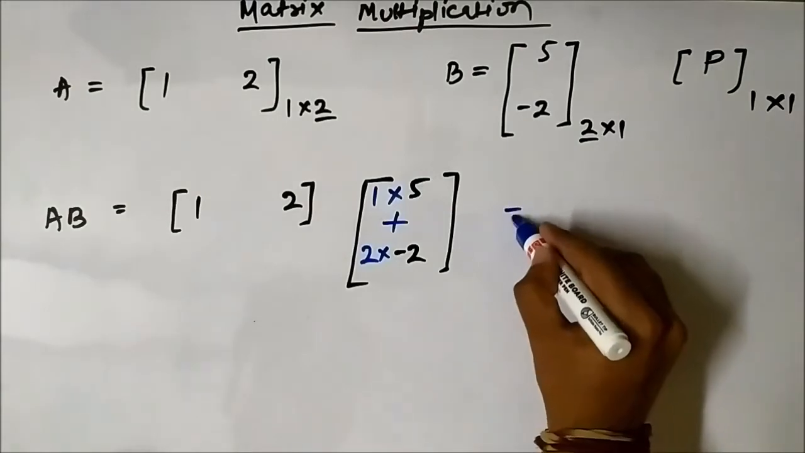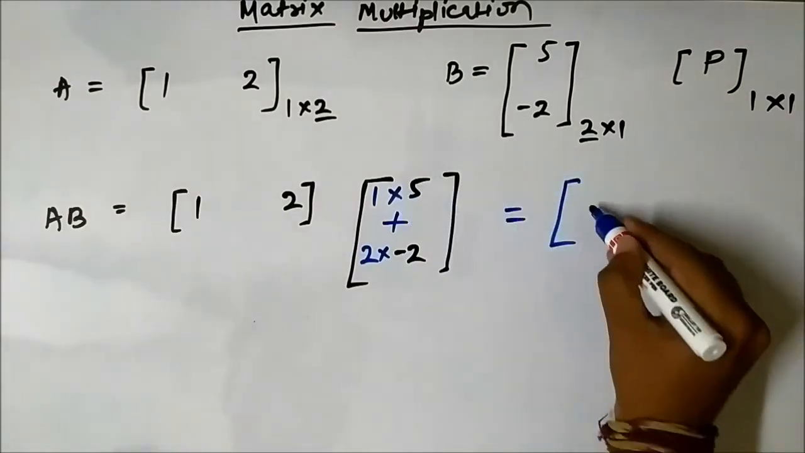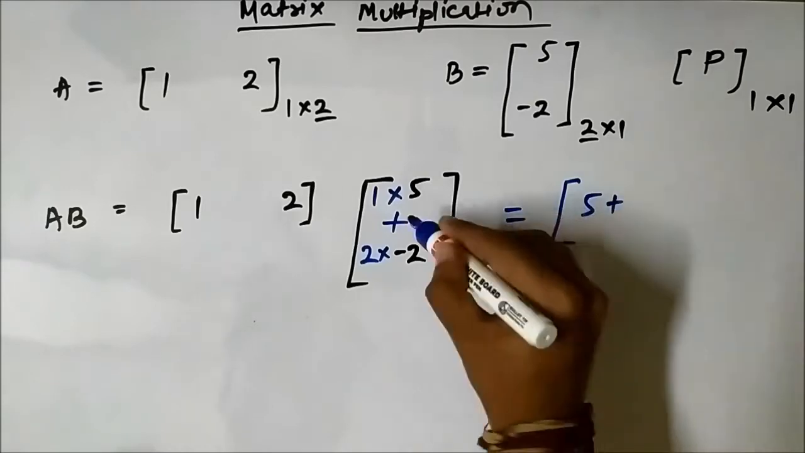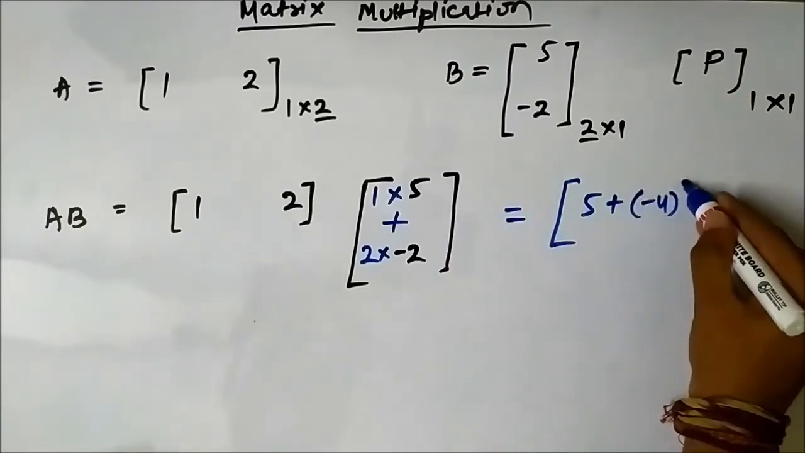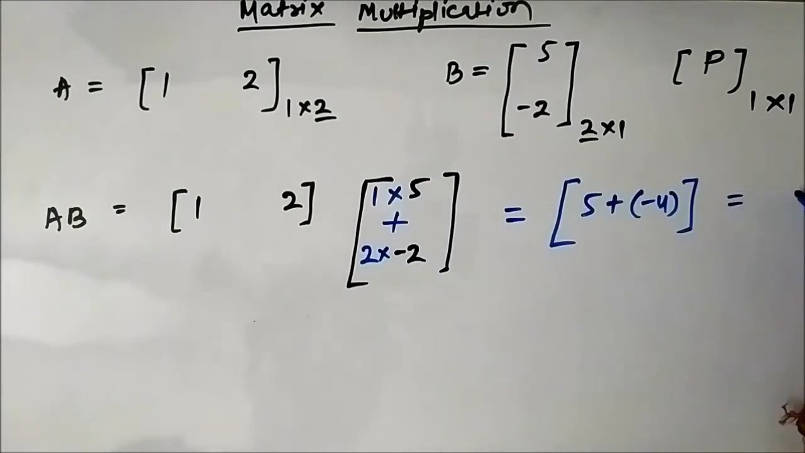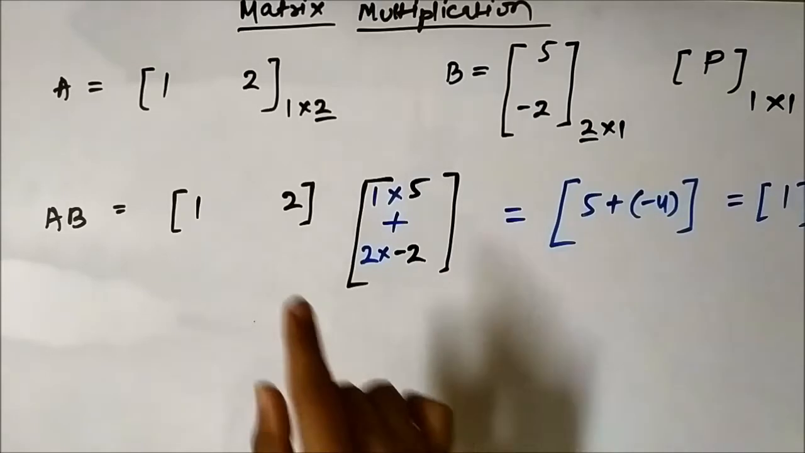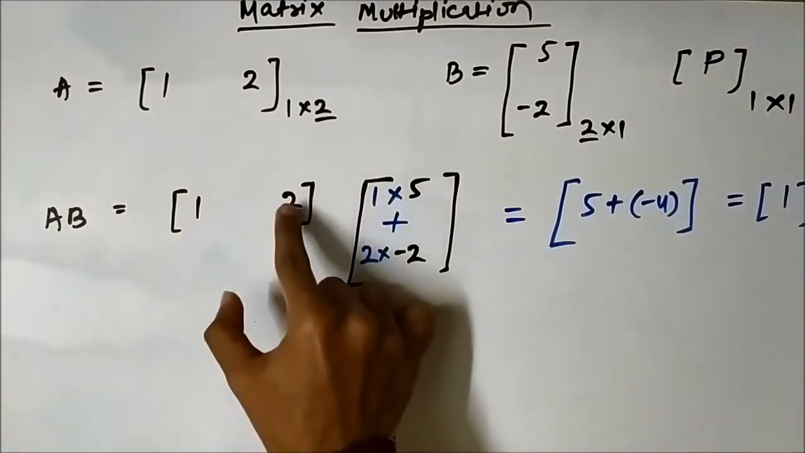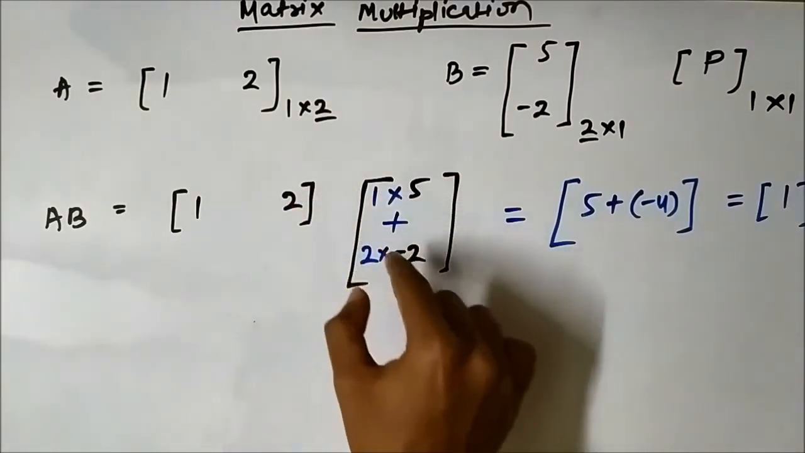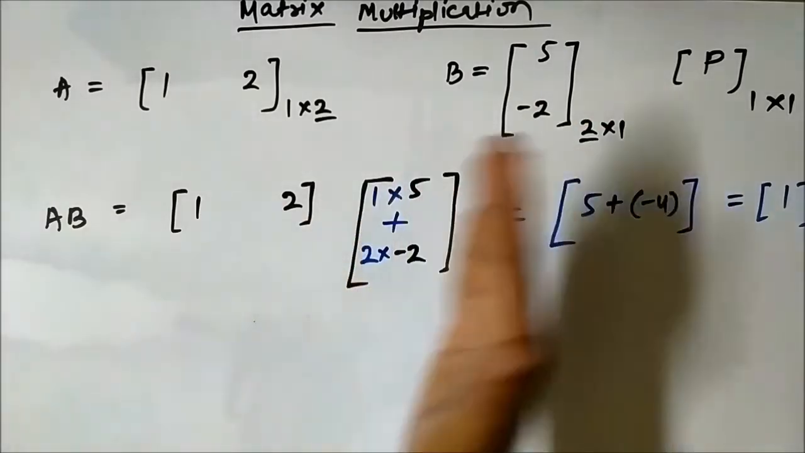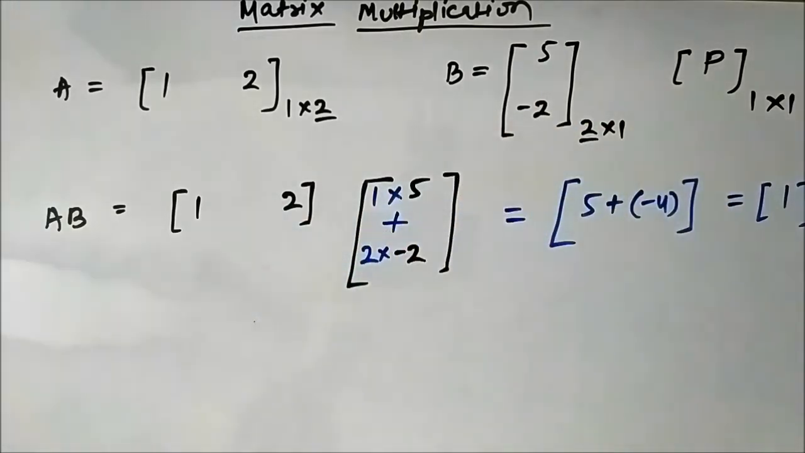So the result is 5 plus minus 4, which is equal to 1. This is a 1 cross 1 matrix, one row, one column. I am using this simple example so that when we handle higher order matrices, it will be easier for us to understand. See, this 1 and this 2 are multiplied with the respective column elements and then they are added.